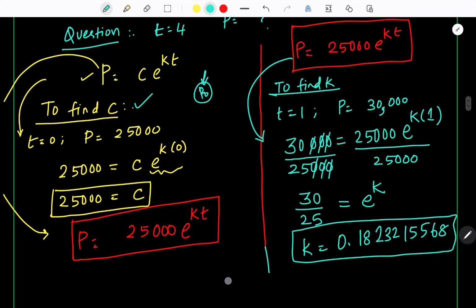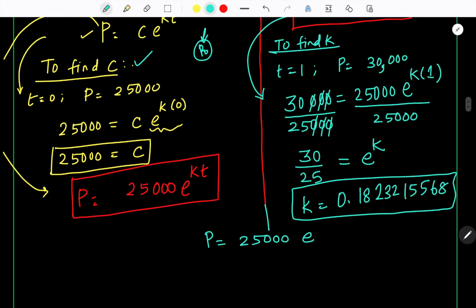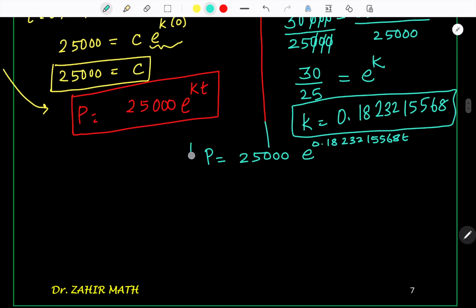Right, so what happened to my equation now? I have to put this value of k. So P equals 25,000 e power k, where k is 0.18232155668, times t. Okay, so this is my final equation. All the constants are gone. Final equation means all the constants should be gone, right?